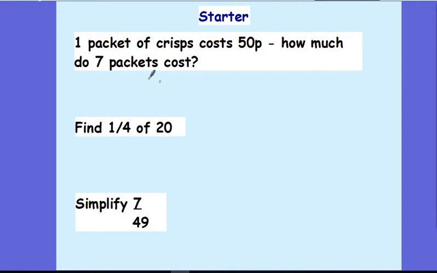Okay, let's go through the answers. If one packet of crisps is 50p, if I've got 7 packets, I need to do 7 times 50p, which will give me what, Lily? 350p or £3.50. I'll accept either answer as correct.